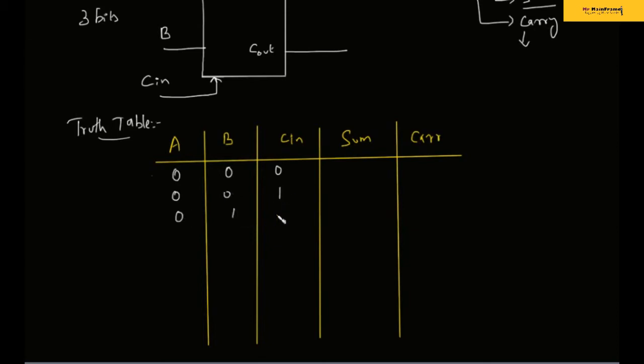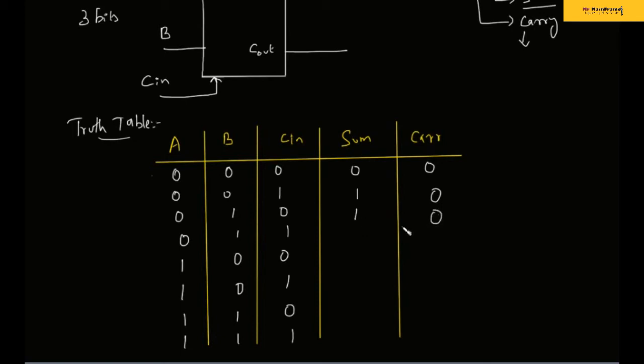So I can fill up the table from 0 0 0, 0 0 1, 0 1 0, 0 1 1, then 1 0 0, this is 5, then 1 0 1, the next one is 6, 1 1 0, and the last one is 1 1 1. So this is the input combination. In the beginning you can see all of them are zeros, so there is no sum and there is no carry. Next, 0 plus 0 plus 1 is 1, so the sum is 1 and there is no carry. The same thing follows for 0 1 0 also. So 0 plus 1 is 1, and 1 plus 1 is 1.